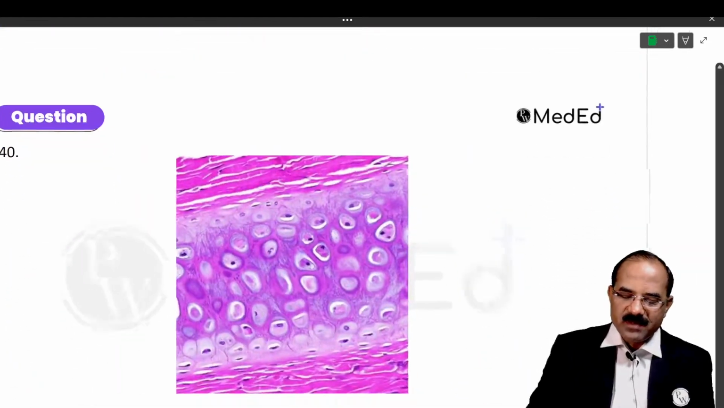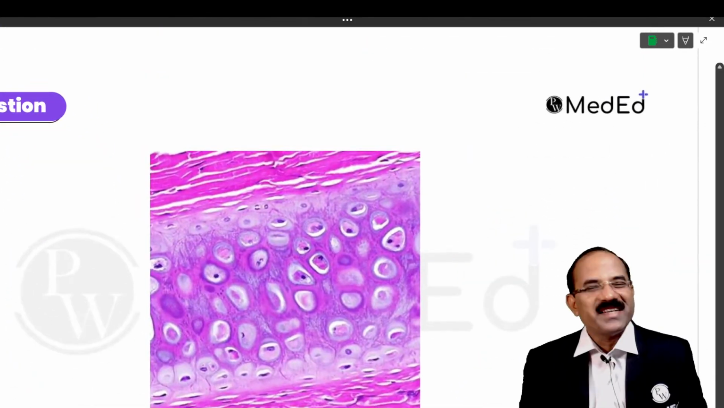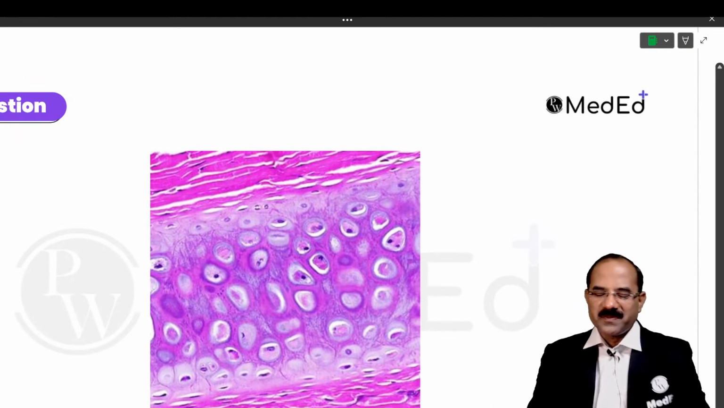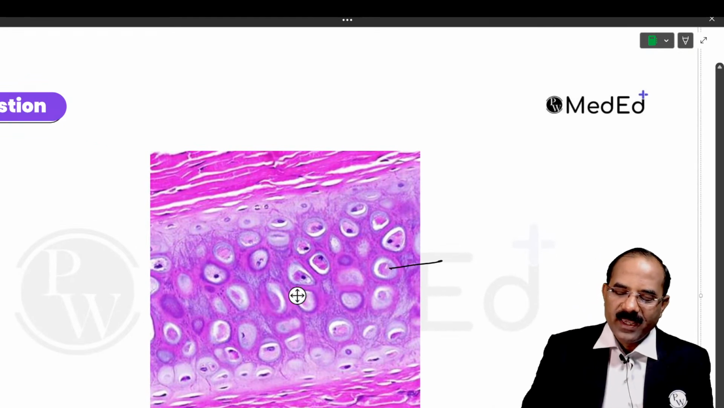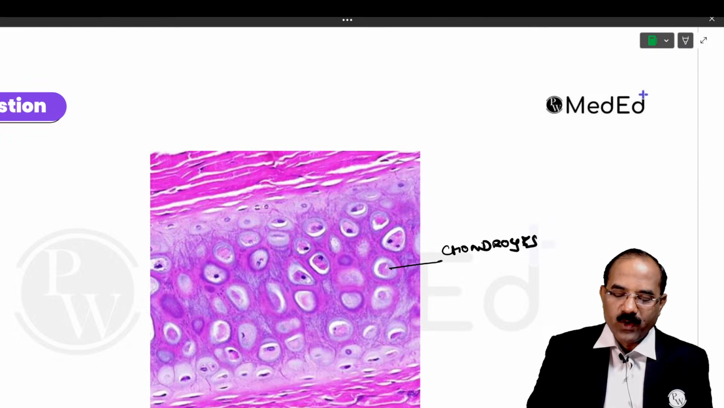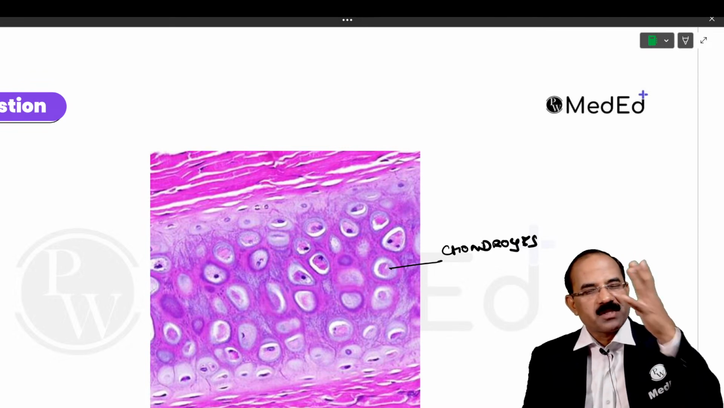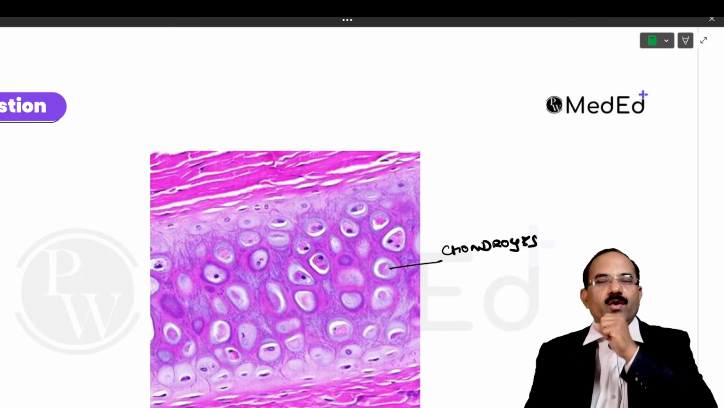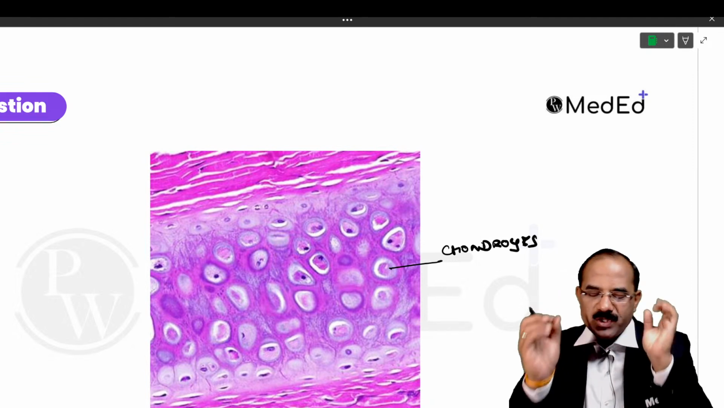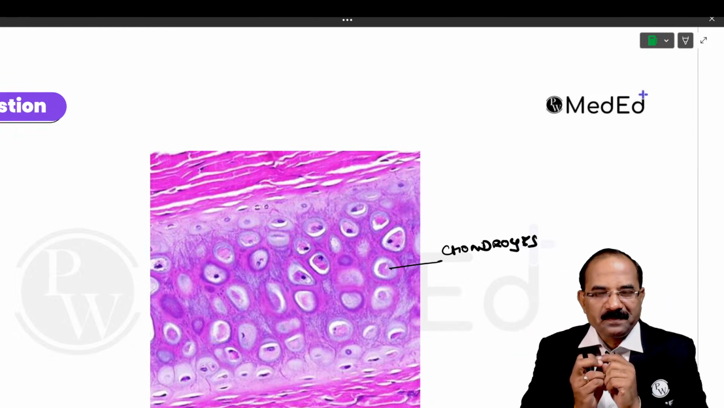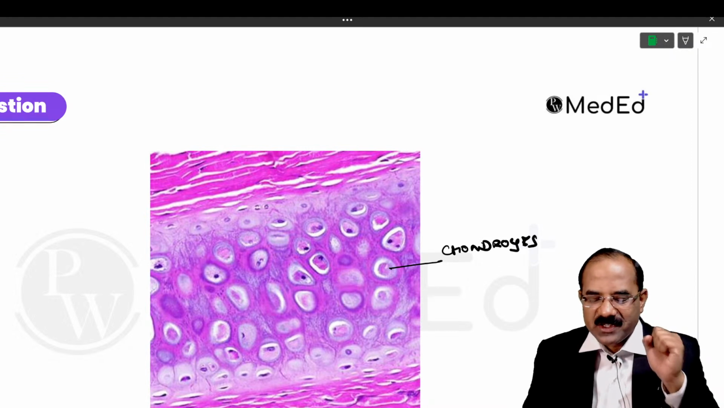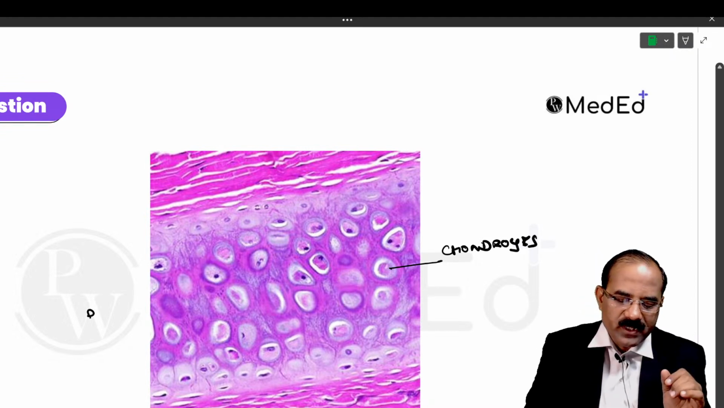Coming to the last MCQ for the day. If you can identify this slide for me, children, these are chondrocytes. These are large chondrocytes, the largest chondrocytes. Small chondrocytes occur in groups. That is hyaline cartilage. Chondrocytes occur in groups like this.